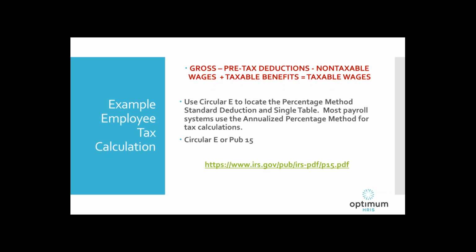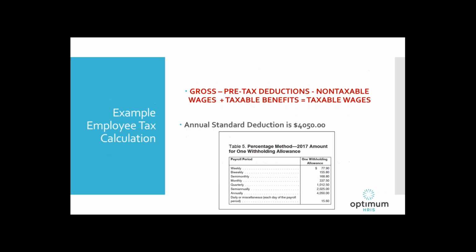Simple enough, just go to irs.gov and search on publications for Circular E. We're going to go to our Circular E and look at the tables that we need to do this calculation. Now, if you'll recall on the W-4 that this employee filled out, he only elected one deduction, so we're going to use the annual standard deduction.